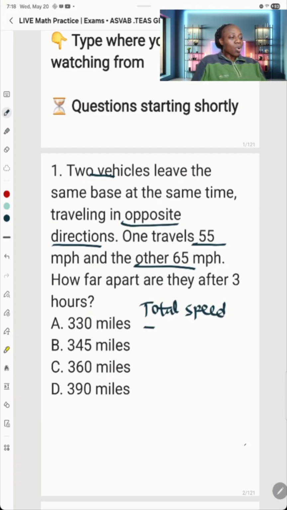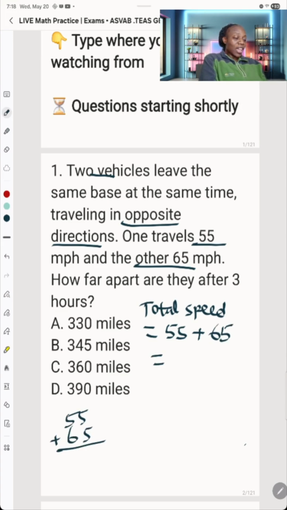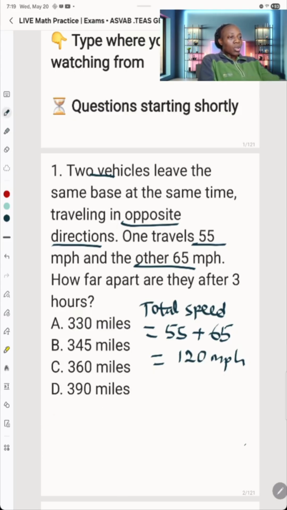What is the total speed going to be? 55 plus 65, and that will be what? 5 plus 5 is 10, then carry 1. 1 plus 5 plus 6 is 12, so that will be 120. That's going to be 120 miles per hour. So in that case, we have the speed as that.